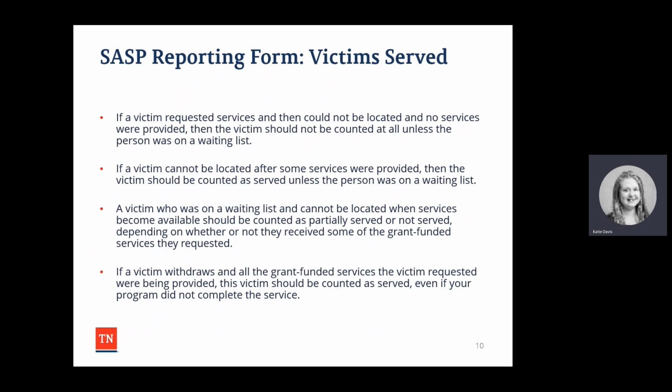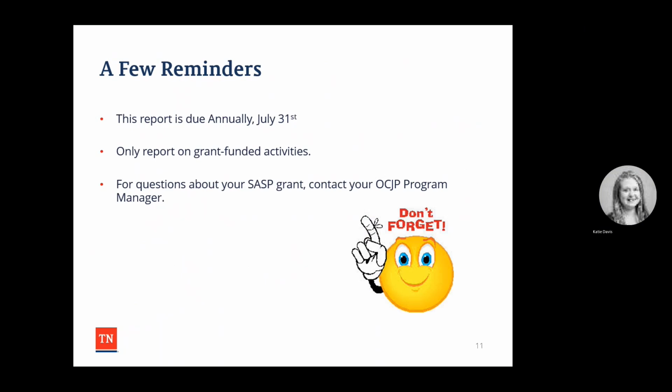A victim withdraws from all grant-funded services the victim requested that were being provided. This victim should be counted as served even though your program did not complete the service. So an individual may have started therapy, let's say, and then they don't continue services for whatever reason. You would count them partially served.